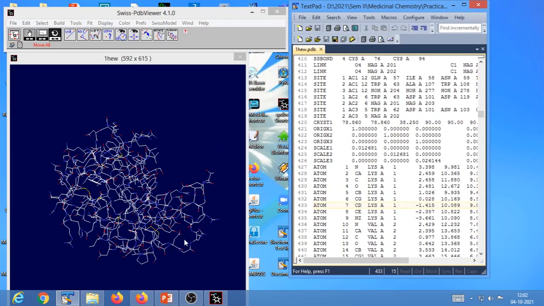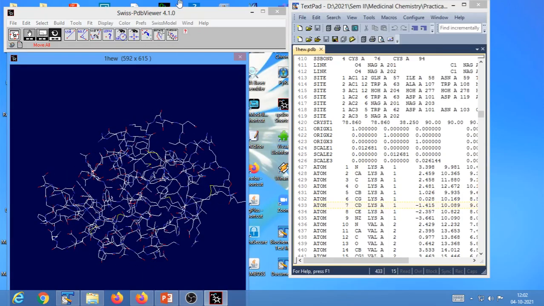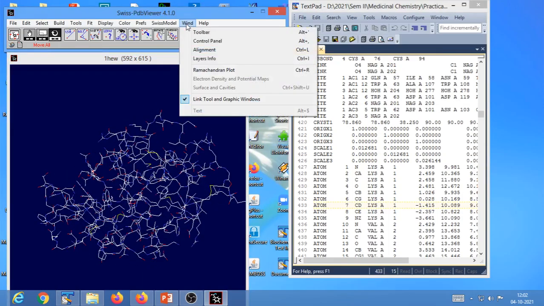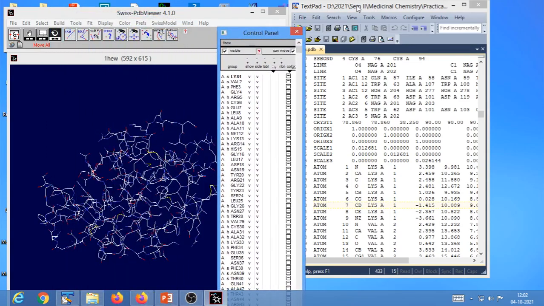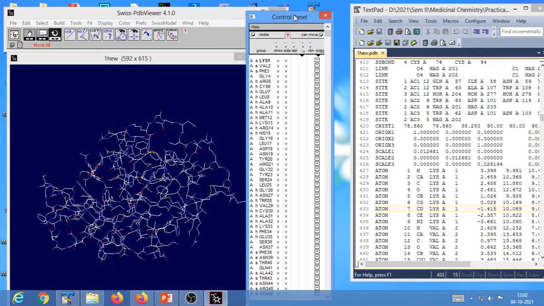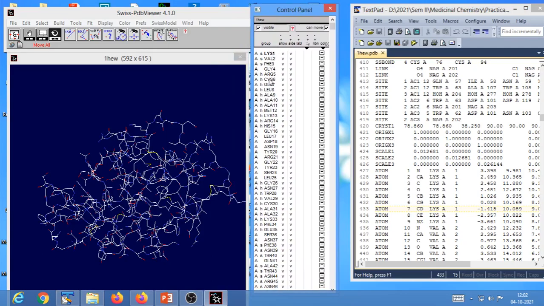When you open it in SPDBV, let us see how many amino acid residues are there in your PDB file. For that you would require this control panel. Let me arrange these things properly. In your control panel, the amino acid residues present in your protein are listed. At the first position you have lysine, at the second position valine, at the third position phenylalanine, and so on.